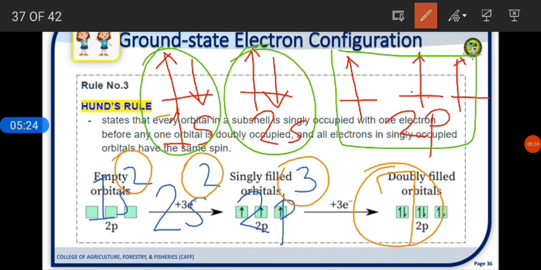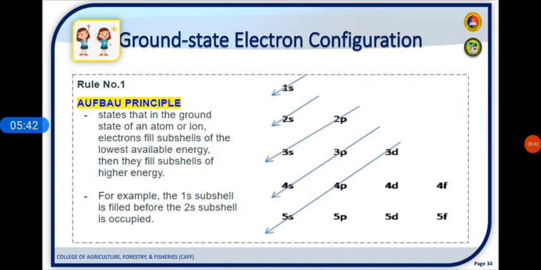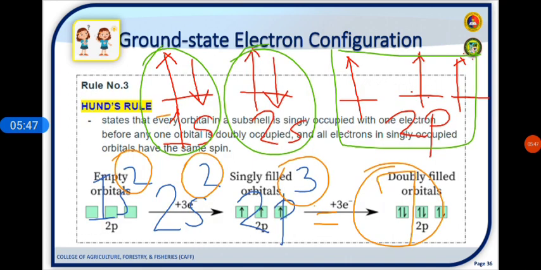And how many electrons do we have from the start? We have 7, so let's count. 2 plus 2 is equal to 4. 4 plus 3 is equal to 7. Did we do it right? Of course, yes.